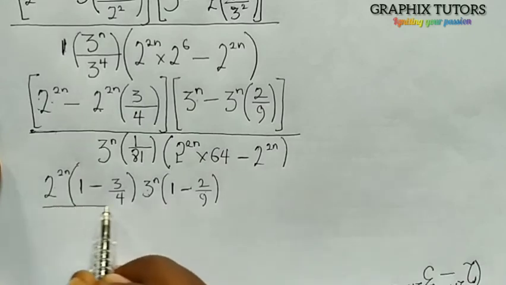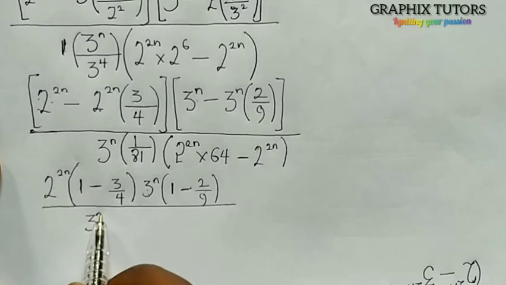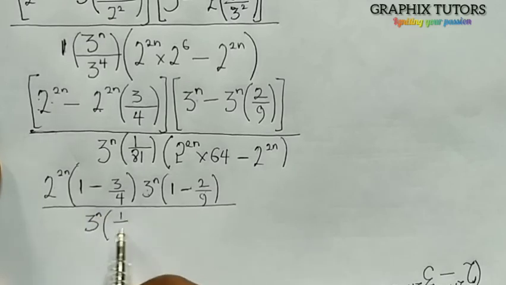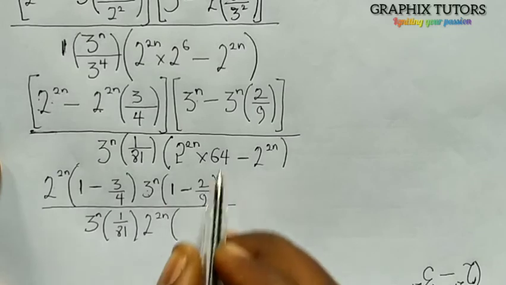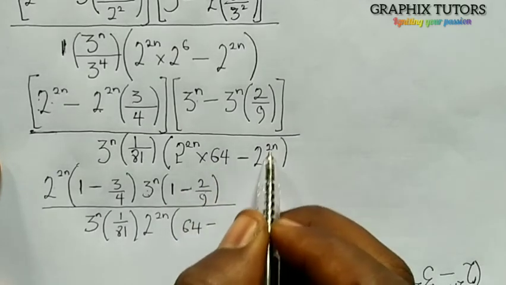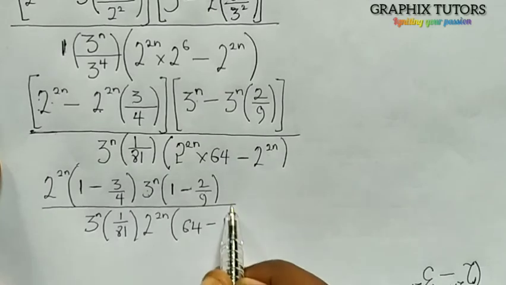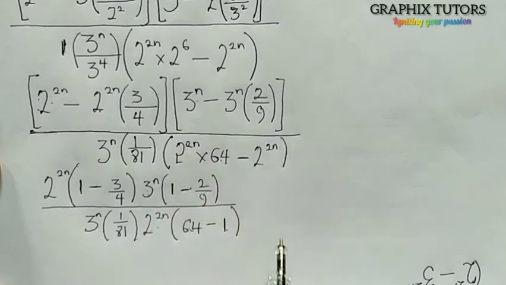So everything all over, we have 3 to the power of what? n, into bracket, 1 over 81. So what is common here? 2 to the power of what? 2n, into brackets what? What is left here? 64. Minus, what is left? If you remove 2 raised to n here, 1 remains. So if you multiply 2 raised to 2n times 64, it gives you 2 raised to 2n times 64. 2 raised to 2n times 1 will give you 2 raised to 2n, right?